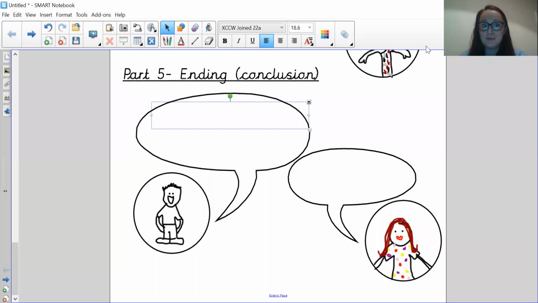So now in part number 5, the ending, or as other people can call it, the conclusion of the story, what we're going to think about is that my character Stanley has got back to his Auntie Susan's house and he's telling Auntie Susan all about his day. But if you remember, does Auntie Susan believe Stanley? She doesn't, does she? So Stanley has rushed all the way back to his Auntie Susan's house, so excited to tell her all about his wonderful day.